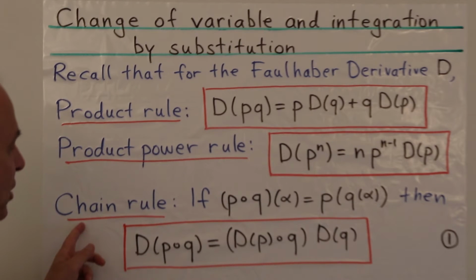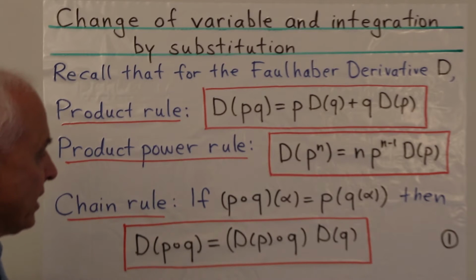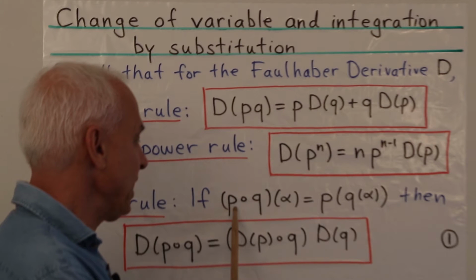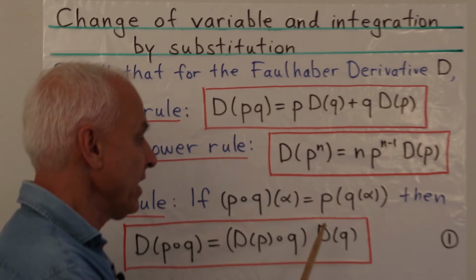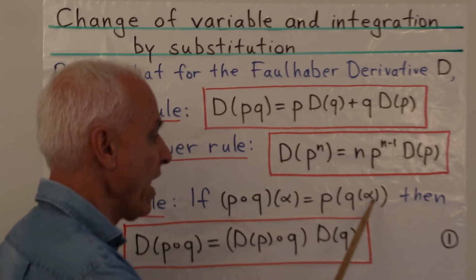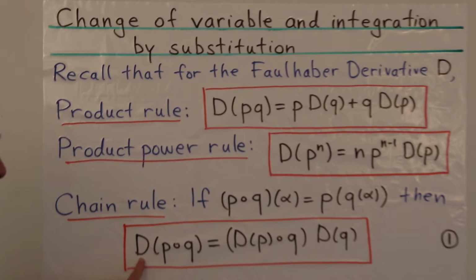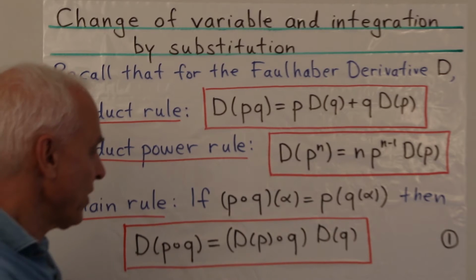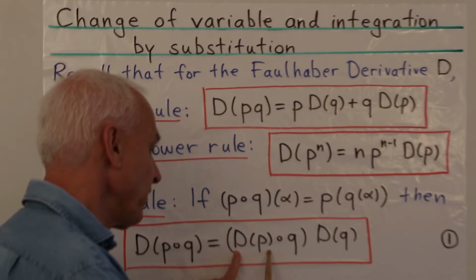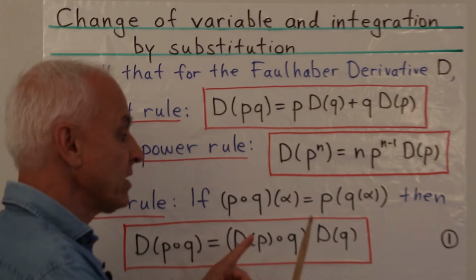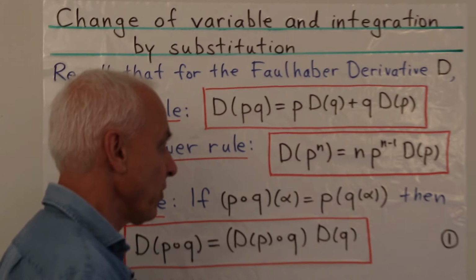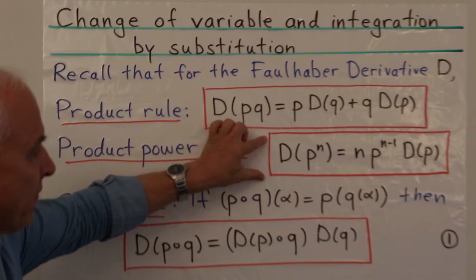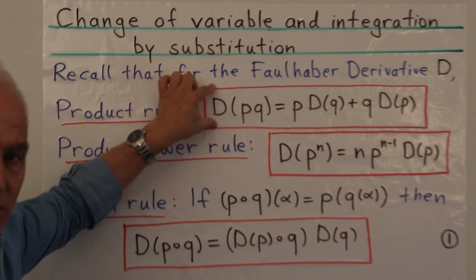And I also remind you of the chain rule, that if we define the composition of two polynumbers, say p circle q of alpha is p of q of alpha, then the derivative of the composition p circle q is the composition of the derivative of p with q times the derivative of q. And I remind you that this one here follows from this one here by induction.